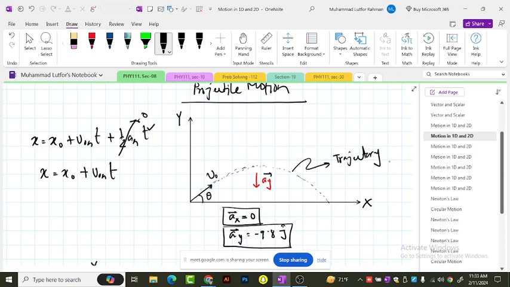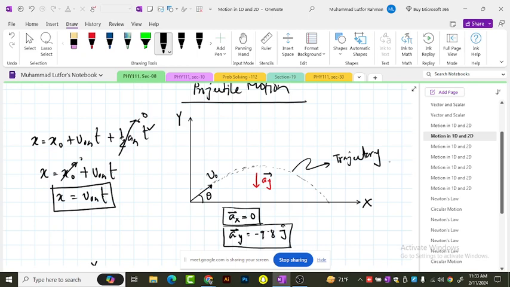If we start from the origin, then x naught is also 0. Then you can simplify the equation to x equals v naught x times t. This is the equation we will use throughout this motion if it starts from the origin. Remember that part.